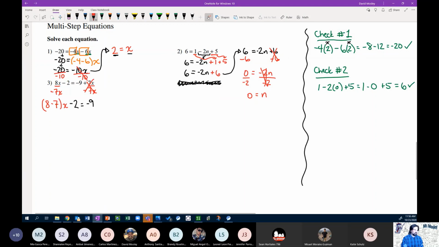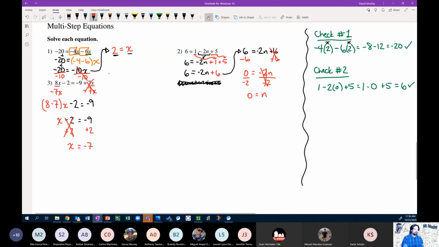8 minus 7 is just 1, so I'm left with x minus 2 is negative 9. And I add 2 to both sides so that I can have x by itself. Those go away. Negative 9 plus 2, negative 7.